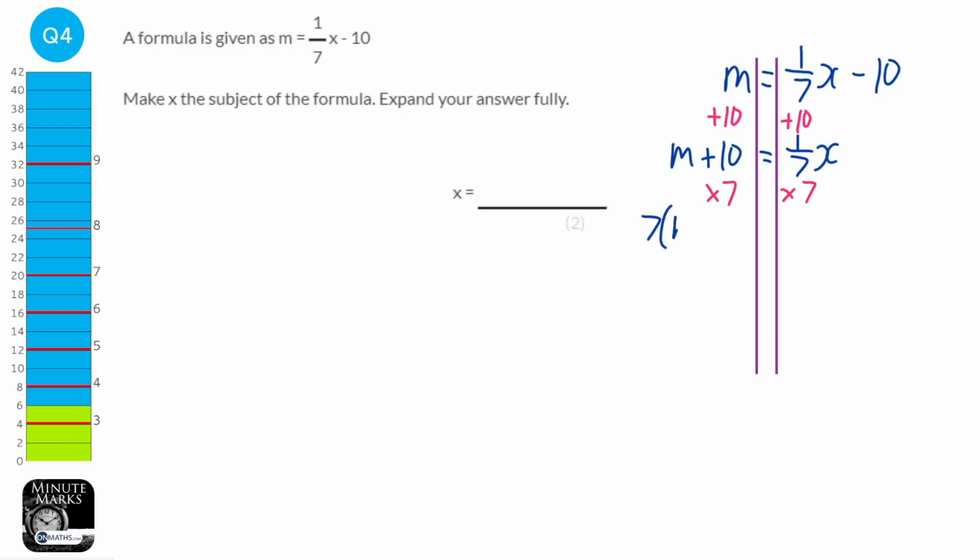So 7 brackets m plus 10 equals x. So x therefore would equal 7 brackets m plus 10, but it says expand your answer fully. So we're just going to expand the brackets, 7m plus 70.